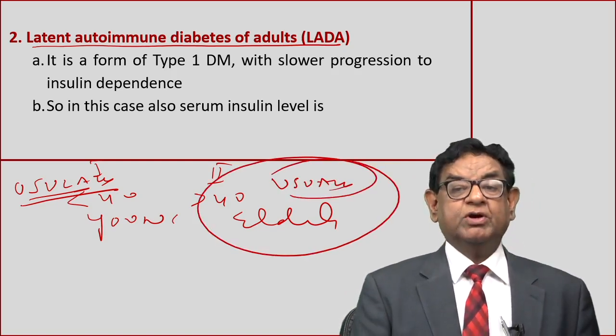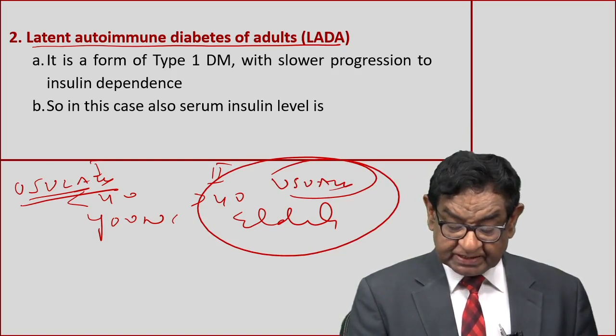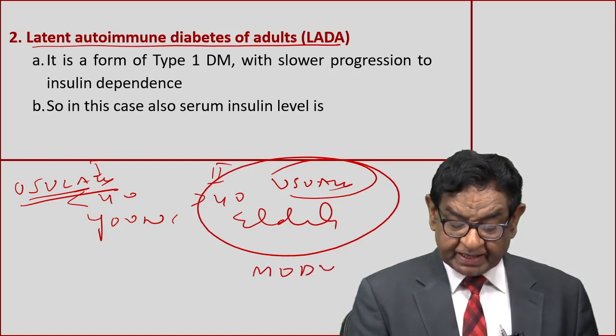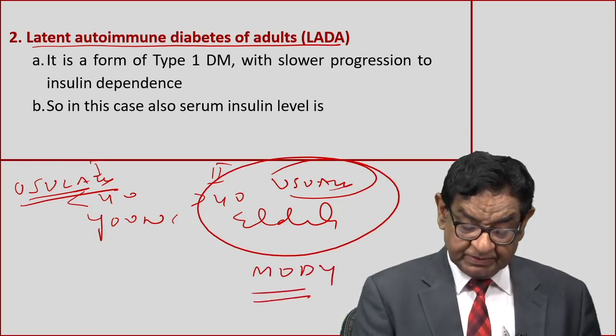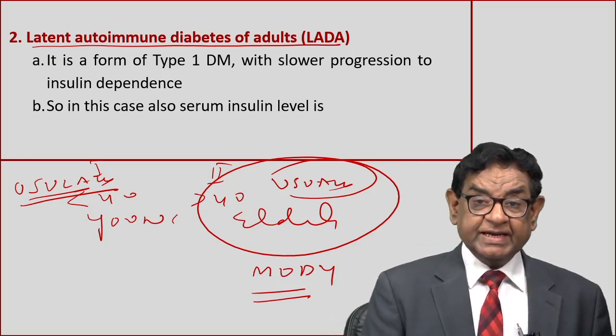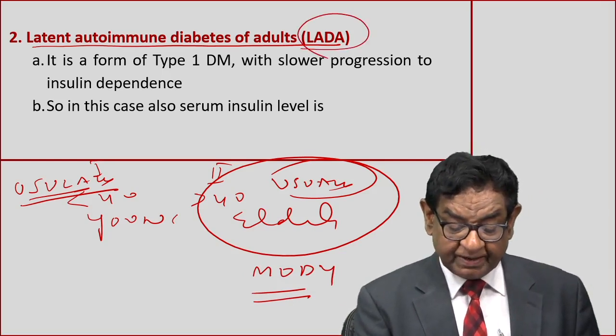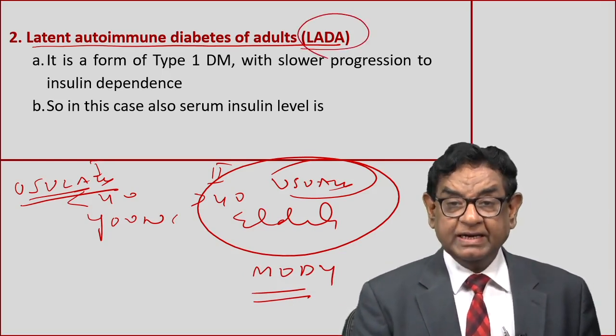Why usually? Because most of the time patients in type 2 are above 40 years, but as I just discussed, MODY is a kind of type 2 diabetes which occurs in young patients. Similarly, we can get type 1 diabetes in elderly people also, what we call LADA. So let me explain to you.